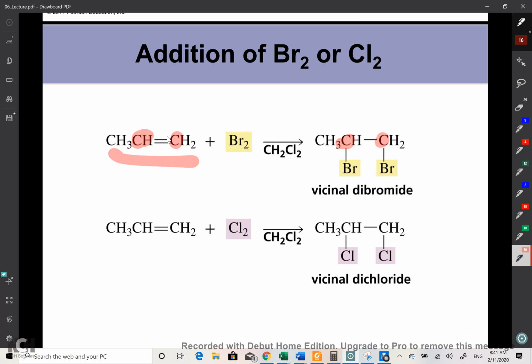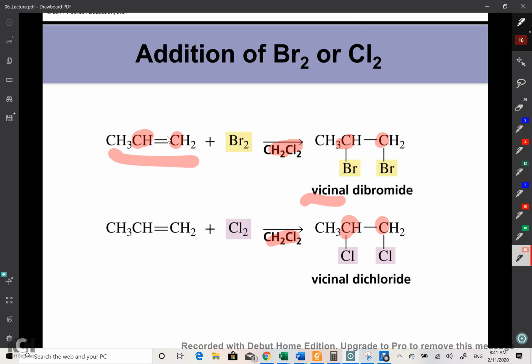This is called a vicinal bromination or vicinal halogenation. Vicinal simply means adding onto adjacent carbons. So one adds here, the other one adds there. Very easy. The same thing is true with chlorine. If you do that with chlorine, you end up having a vicinal dichloride. This is a solvent that we call methylene chloride. It's just a solvent to make things dissolve and the reaction move faster or better.